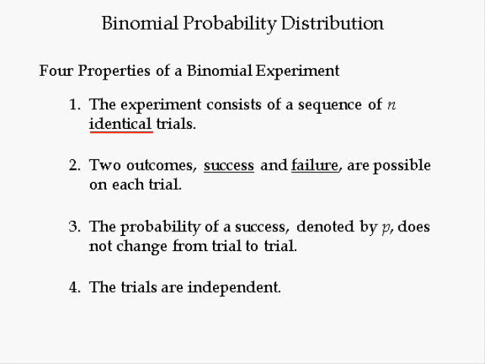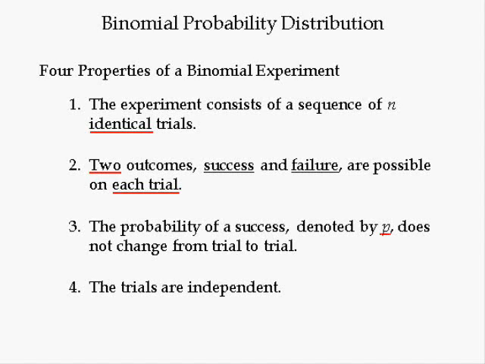For example, randomly picking 20 male students from the campus directory is a sequence of 20 identical trials. Number two, outcomes, success and failure, are possible on each trial. Suppose you are interested in putting together an intramural basketball team to compete in the university's Winter Basketball League for male students. If you pick 20 male students at random from the campus directory, some of them will have game while others won't. Having game is a success for this experiment, while not having it is a failure.